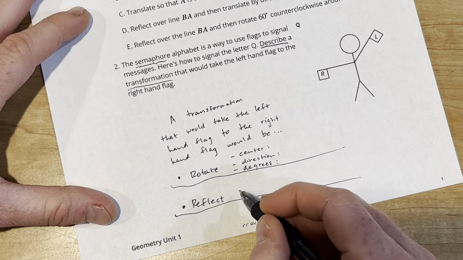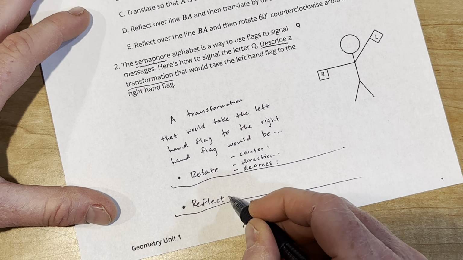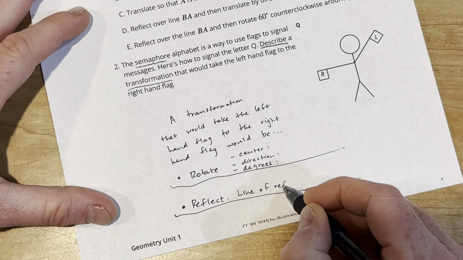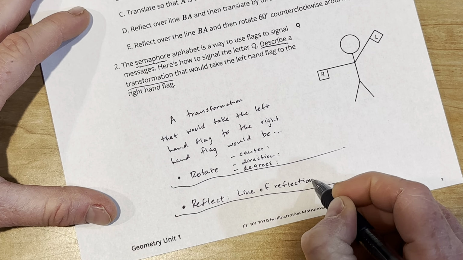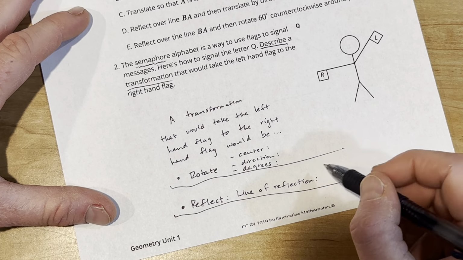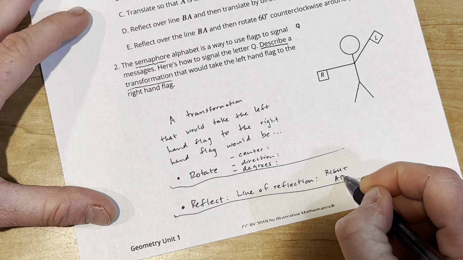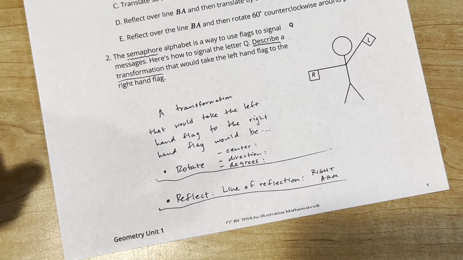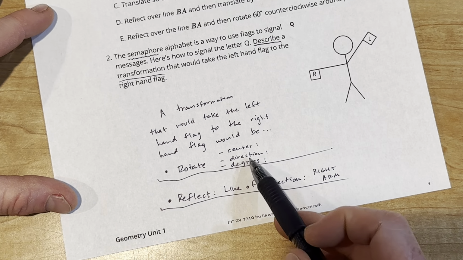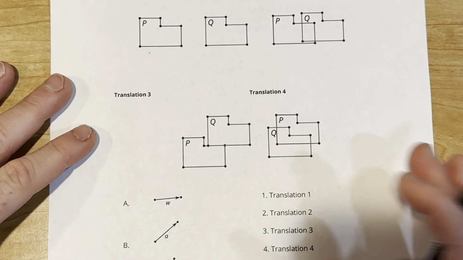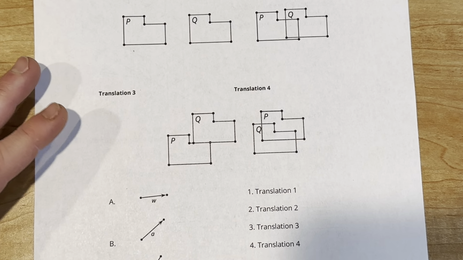And for a reflection, you just have to note the line of reflection. That one I'm going to give to you. That was the right arm. So if you can get the rotation, the center, direction, degrees, reflect over the right arm, then you're done. All right, next one. Number 3, match the directed line segment.